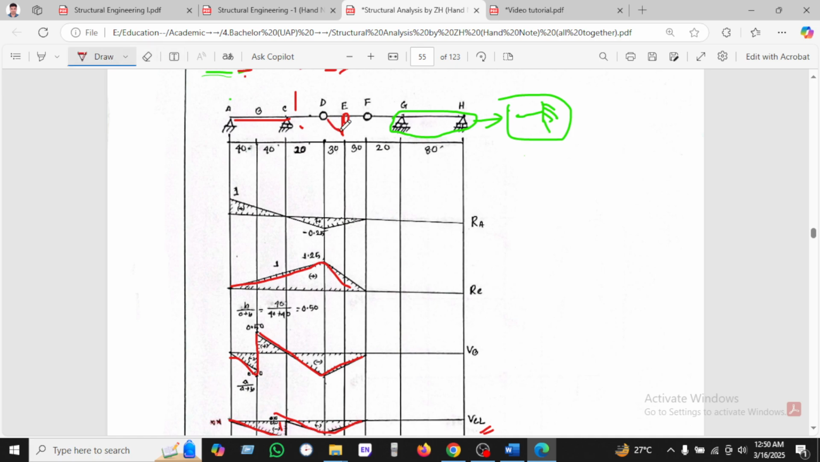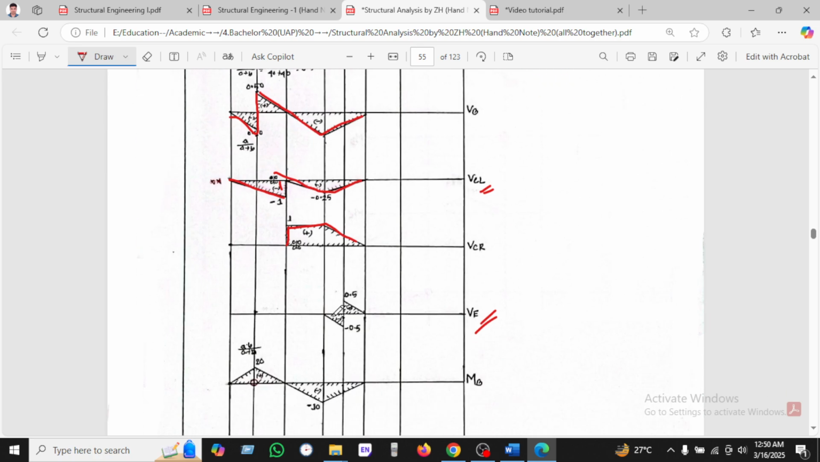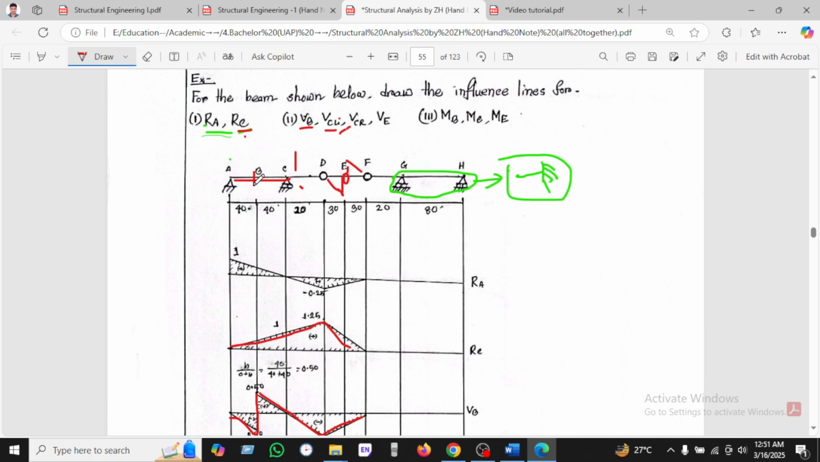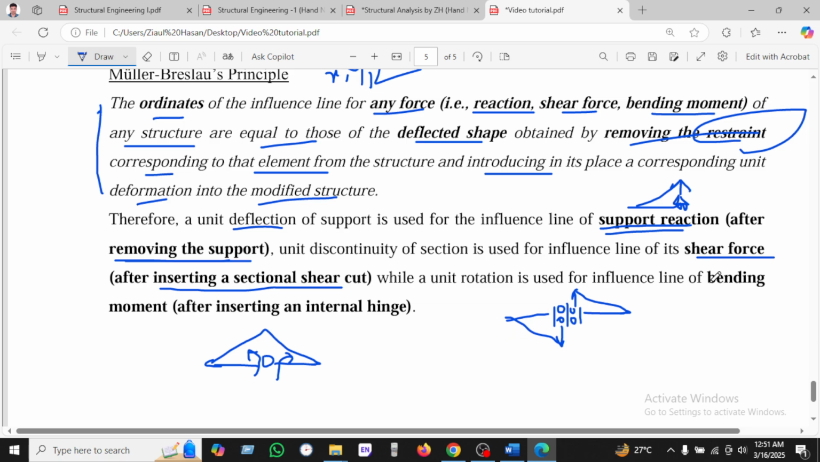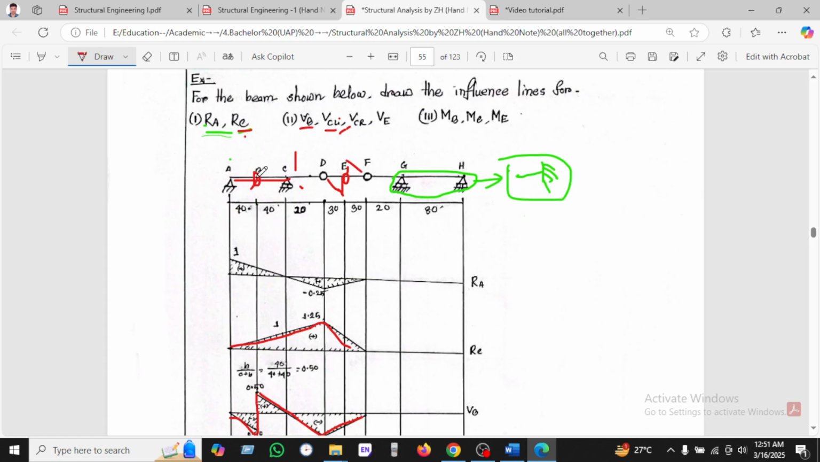The left portion is going downward and the right portion will be going upward, acting like this. So for MB, we are inserting a hinge, as we know, the bending moment after inserting an internal hinge. After the internal hinge, we are taking the rotation here.